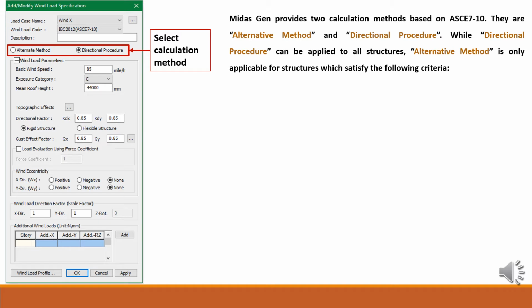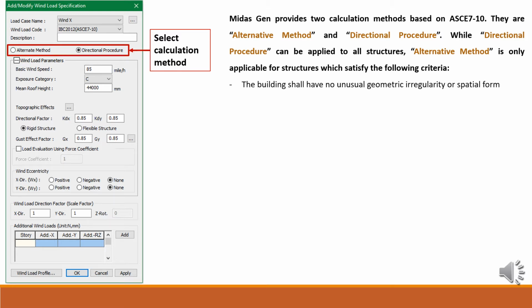Midas Gen provides two calculation methods based on ASCE 7-10. They are the alternative method and the directional procedure. While the directional procedure can be applied to all structures, the alternative method is only applicable for structures which satisfy the following criteria.